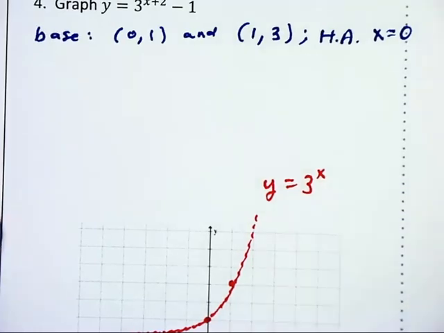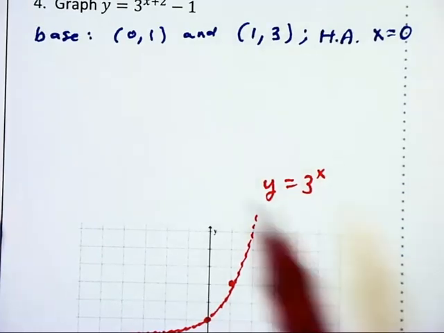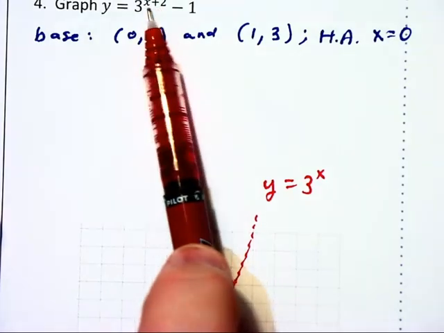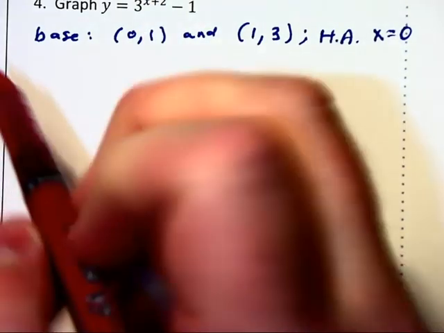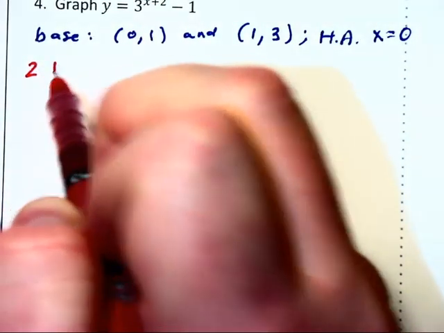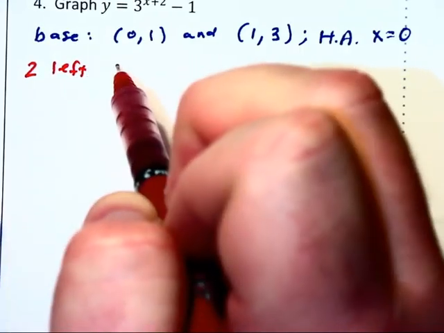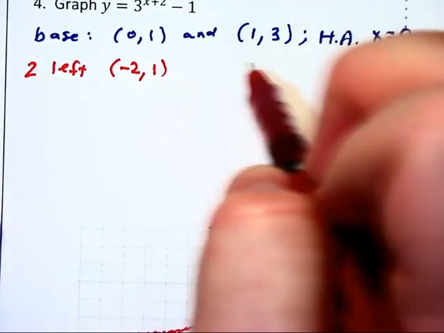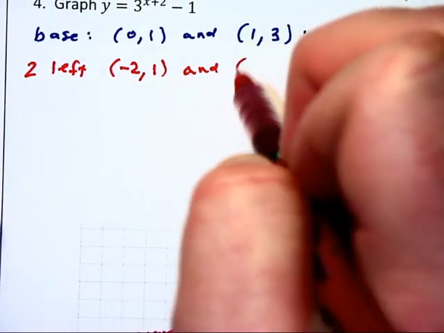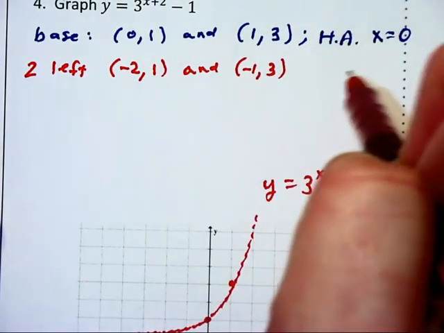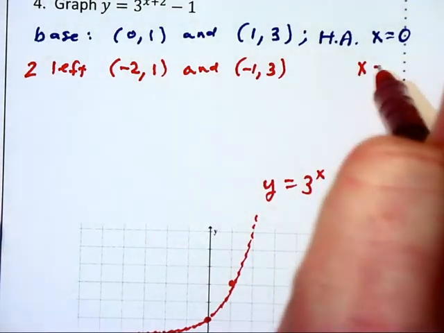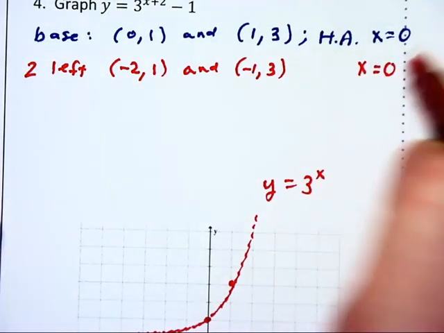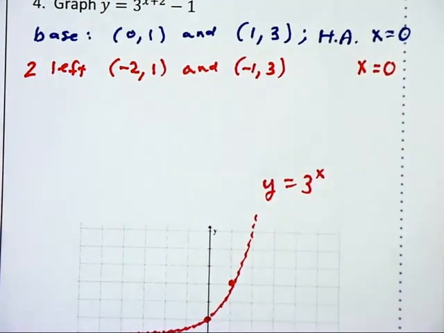Now let's look at our transformations. If we were to substitute a number in for x, the first thing we would do is add 2. That for us is going to refer to 2 units to the left, which would move this to -2, 1, and -1, 3, and the horizontal asymptote would now be y equals 0. Actually, that would still stay the same, wouldn't it?